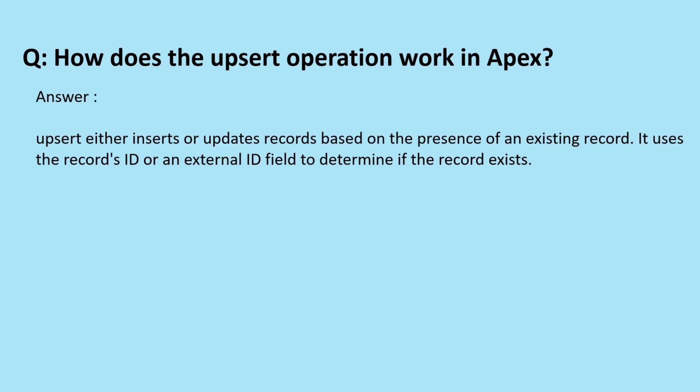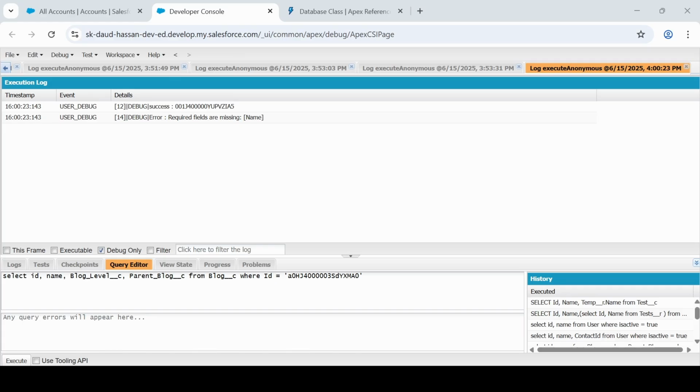How does the upsert operation work in Apex? Upsert either inserts or updates the record based on the presence of an existing record. It uses the record IDs or an external ID. This is very important. It uses record ID or an external ID field to determine if the record exists. Okay.